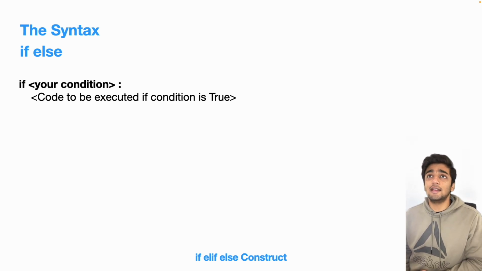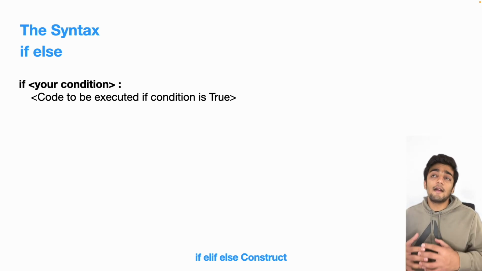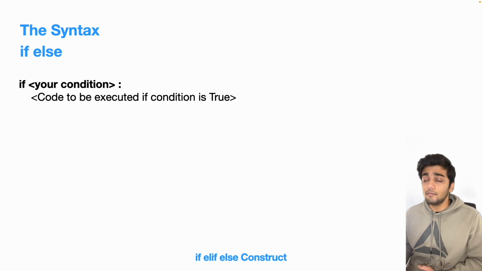So as you can see on your screen, it says if, your condition, followed by a colon, which is a part of the syntax. It's very important to put the colon, which tells your program that you're writing an if-else construct. Right after the colon, on the next line, you're going to have the code that's going to be executed if the condition of your if statement is true.